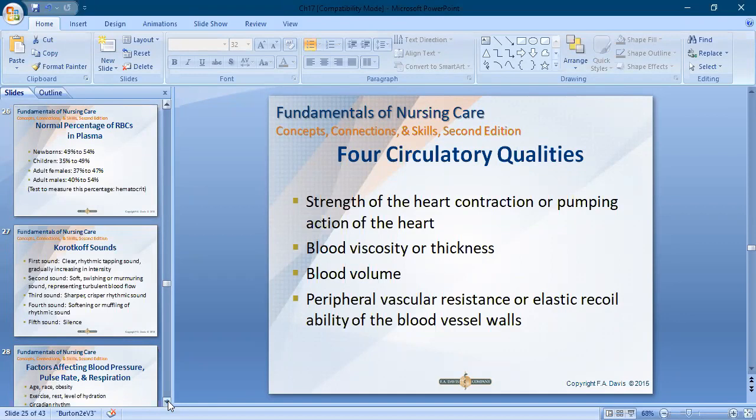Imagine my heart does not contract well, I will not get an accurate heart rate or pulse rate. So the pumping action of the heart is very important. Imagine a patient has anemia, right? Or heart failure. The heart fails to pump blood to the body. When the heart fails to pump, definitely you will not get an accurate number.